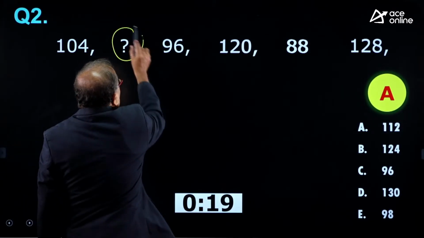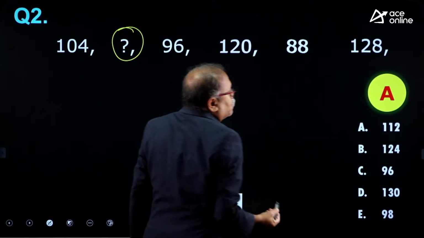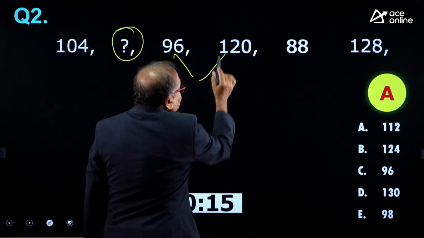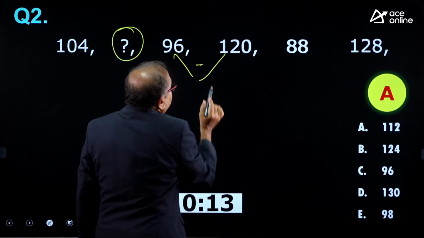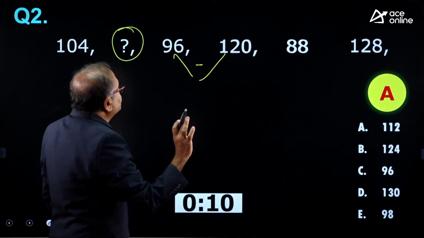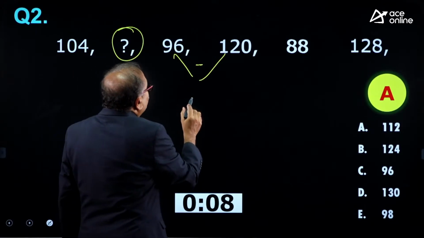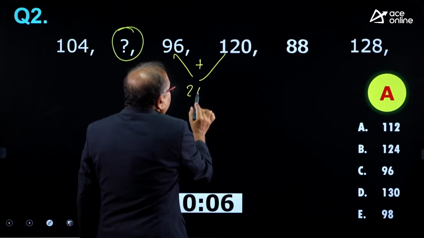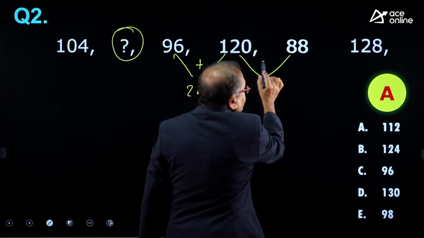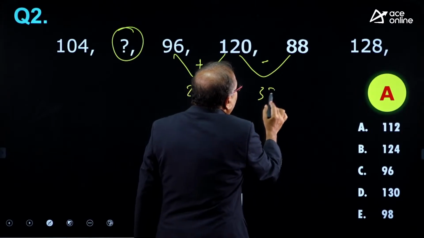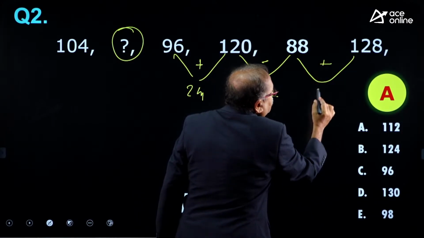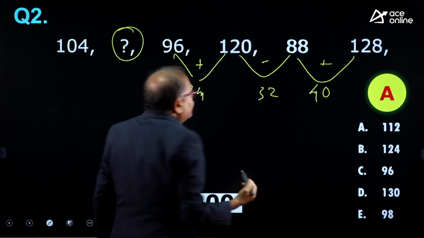So, as this is the question mark over here, I will get the clue from here to here. I notice that this is minus, how much is that? Is it minus 24 or plus 24? So, it is plus 24, and from here to here it is minus 32, and from here to here it is plus 40. Is it clear?